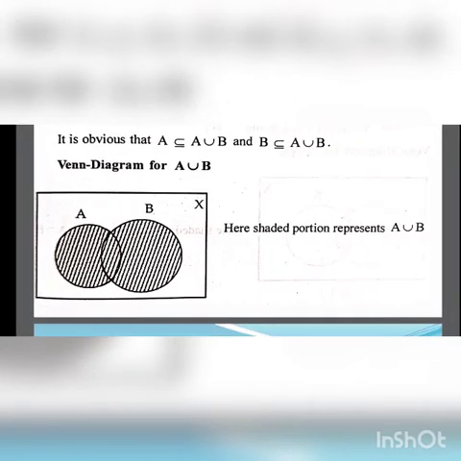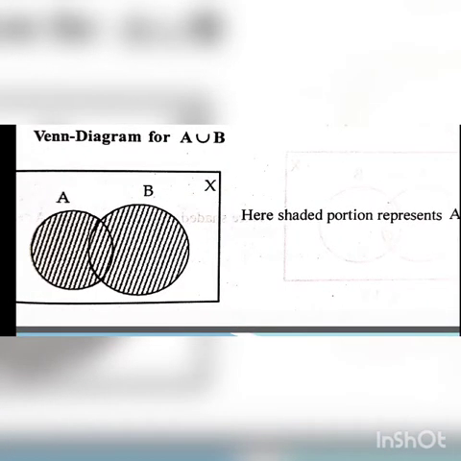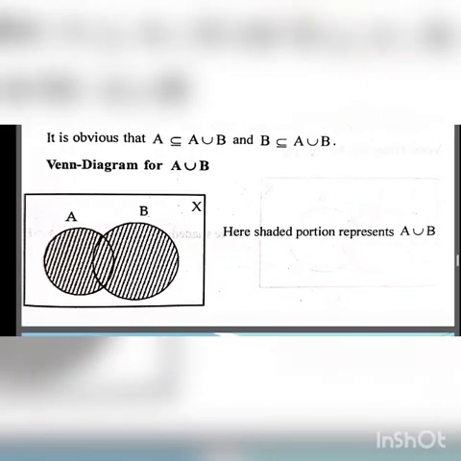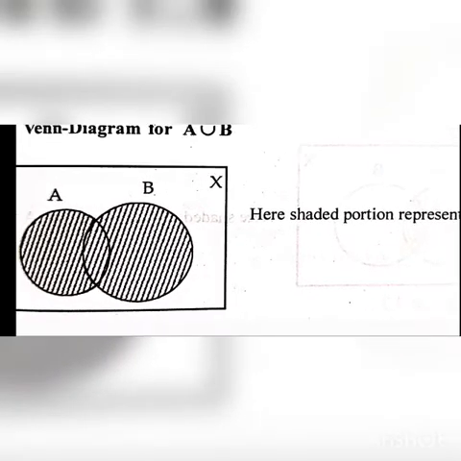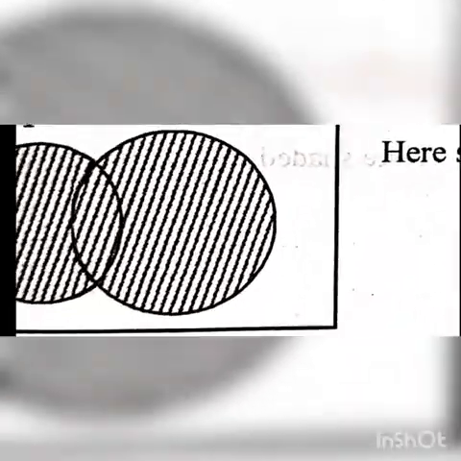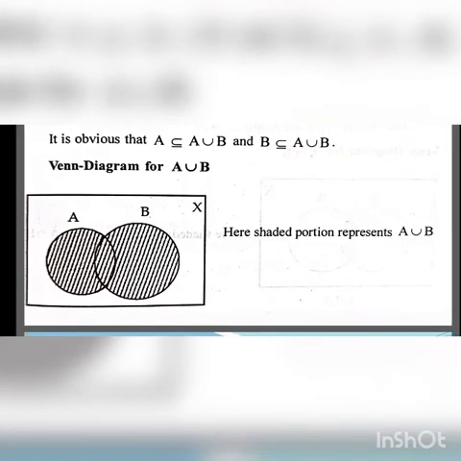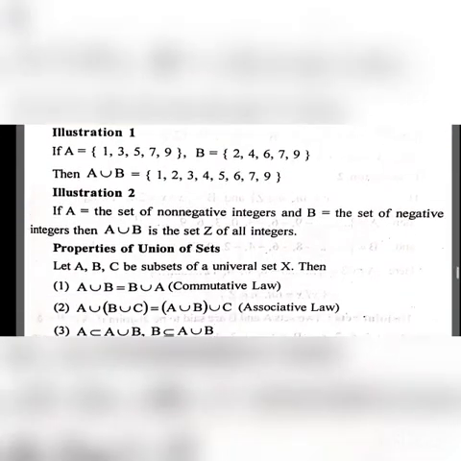You can see here the Venn diagram for A union B. This rectangle X is the universal set of both sets A and B. These are the sets A and B, and this shaded portion will be A union B. The shaded portion is the elements of A also, elements of B also, and the common elements. This portion also. So A union B is the shaded portion here. This will be clear by example.